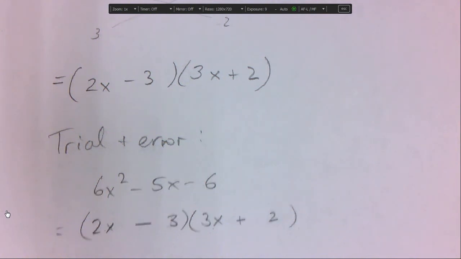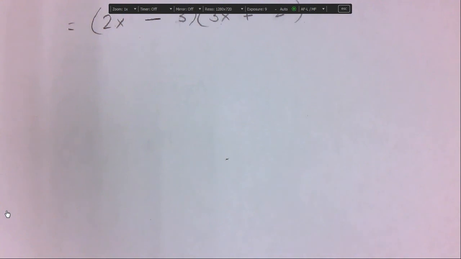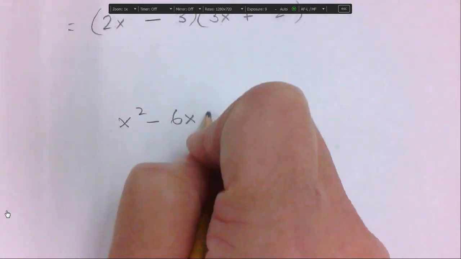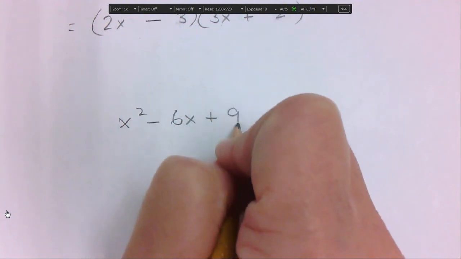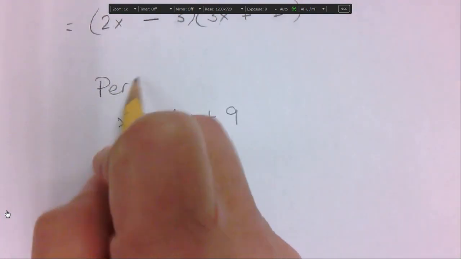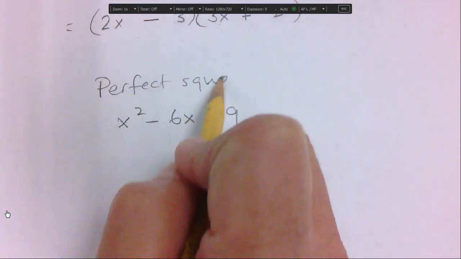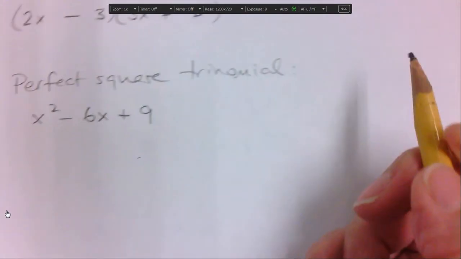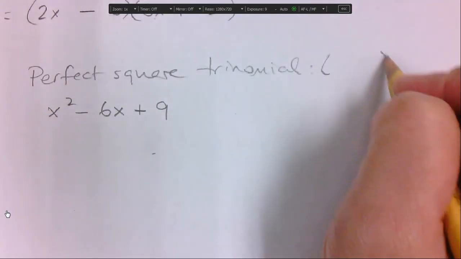Okay, the last thing I just wanted to mention is a perfect square trinomial. Here's an example of a perfect square trinomial. Not to be confused with the difference of squares. The difference of squares has only 2 terms. So perfect square trinomial. What makes this a perfect square? It means that if I factor this, I can write it as some binomial squared.